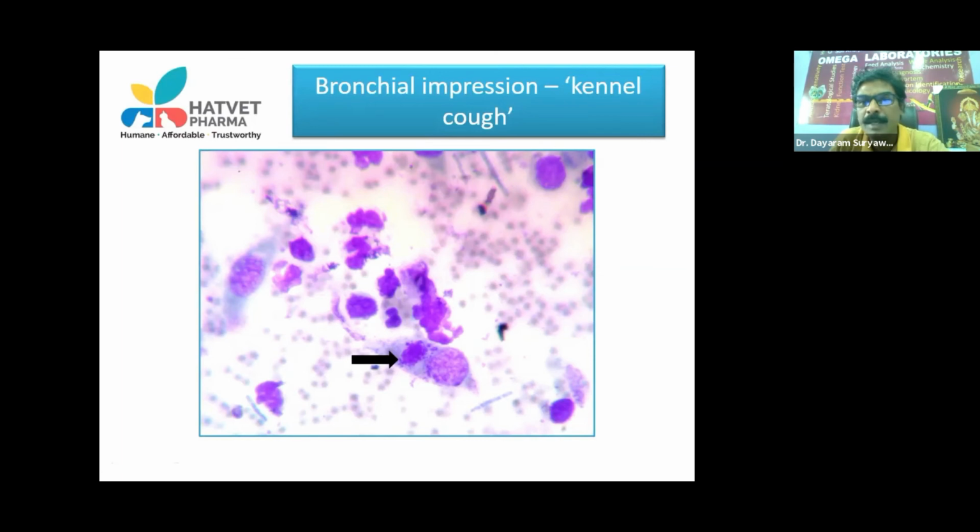As we know, kennel cough is a complex disease and can involve many bacteria and many viruses together: adenovirus, mycoplasma, streptococcus. Sometimes canine distemper or subclinical canine distemper is also responsible for kennel cough in dogs. In that case, we get inclusion bodies in the bronchial epithelial cells. An impression smear from the bronchial epithelial cells will show intracytoplasmic inclusion bodies.